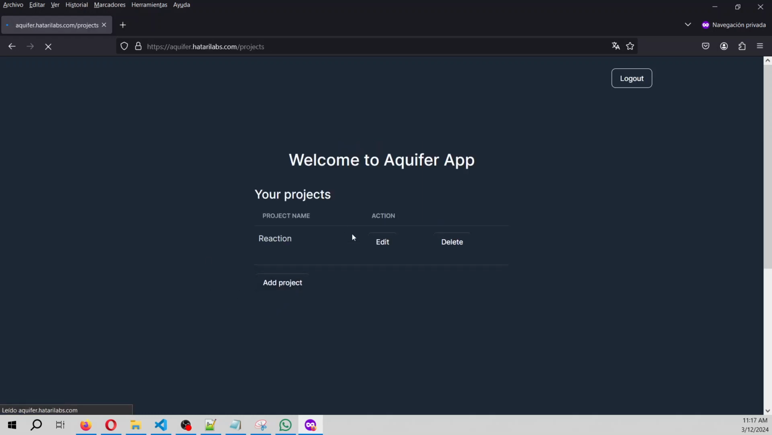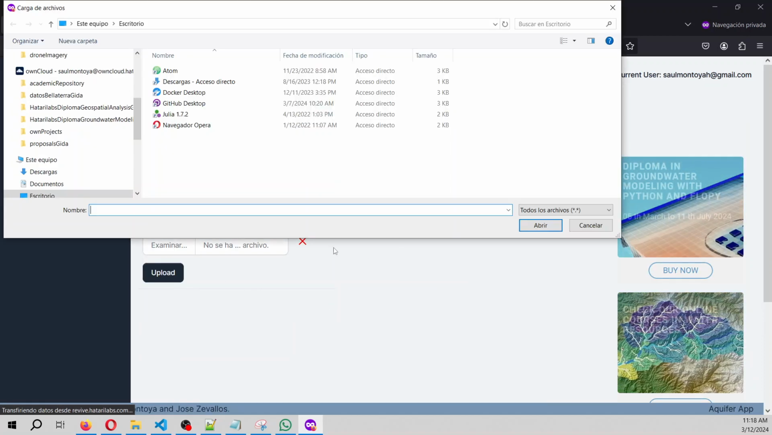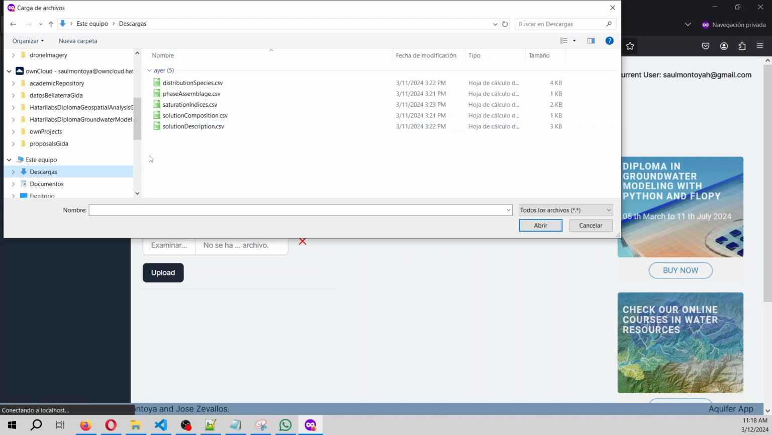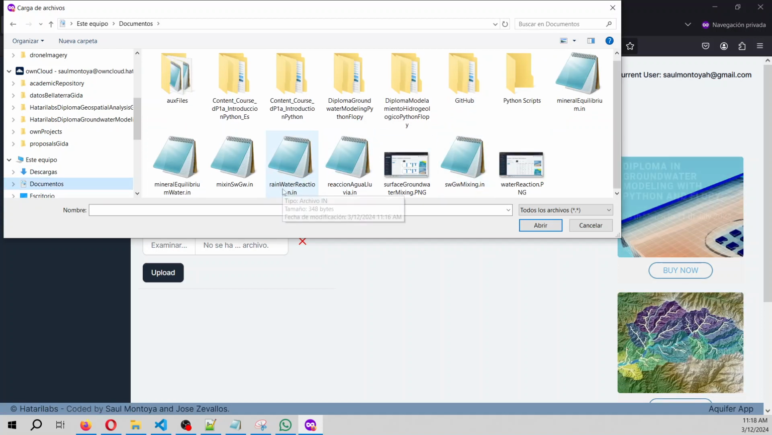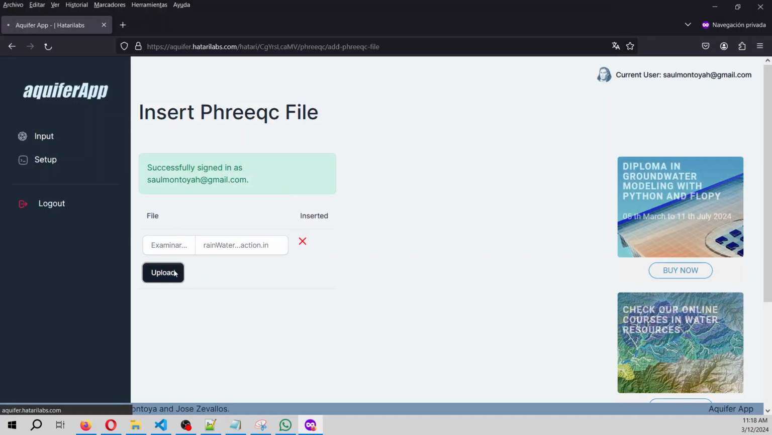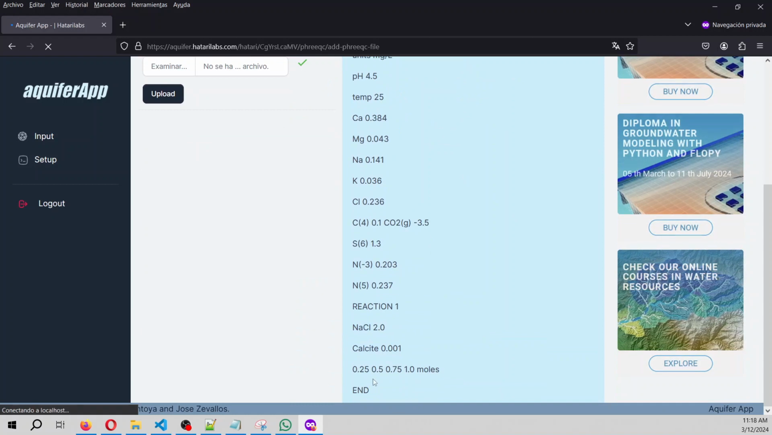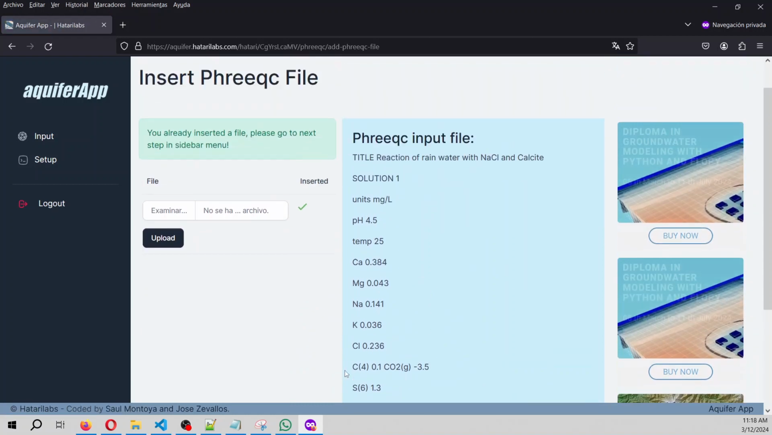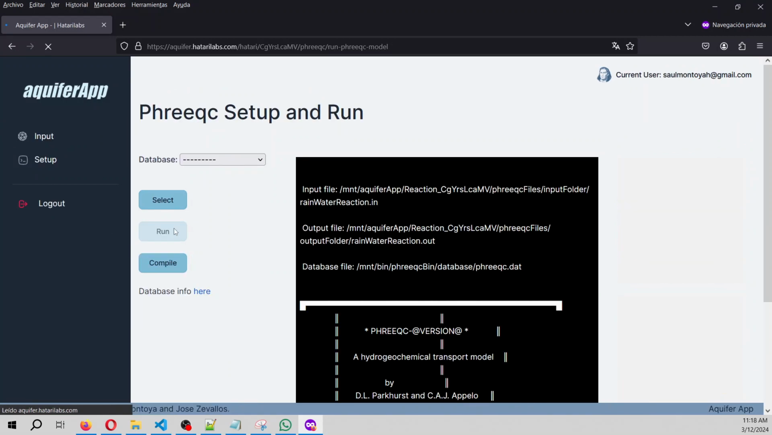Upload, edit. We go to Phreeqc and then we open the file. It is in documents, and this is rainwater reaction. The file will appear here. What we have typed will appear here, the reaction and the moles. We go to setup, Phreeqc, and then we run.